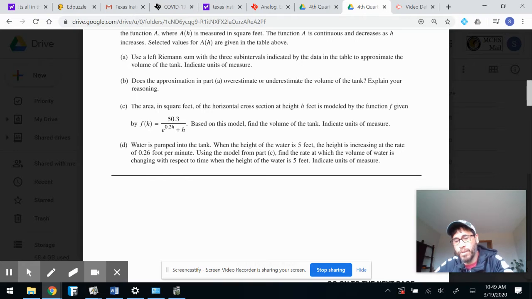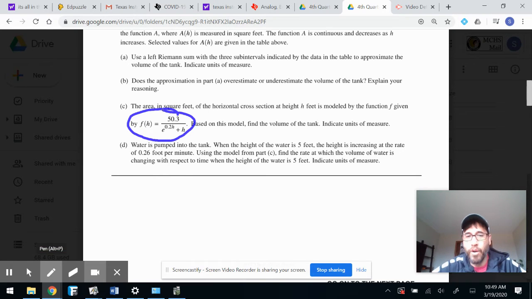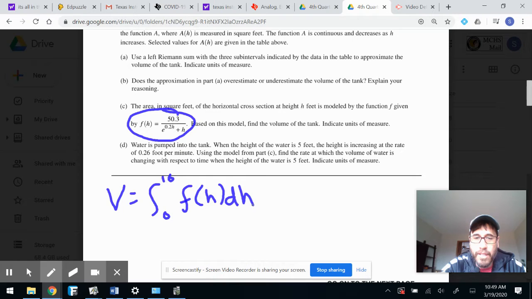But instead of giving me a table of values and asking me to use LRAM, hit pause and do it. Instead of giving me a table and an option of LRAM to estimate the volume, they actually give me a function here, and they say that that is the horizontal cross-section. So if I know the cross-section in square feet, all I need to do to find the volume, and we're still going from 0 to 10 because that's the amount of time that has elapsed, is integrate f of h dh. Then all I have to do is calculate that, and that's going to give me the volume of the tank. That's all I need to do.